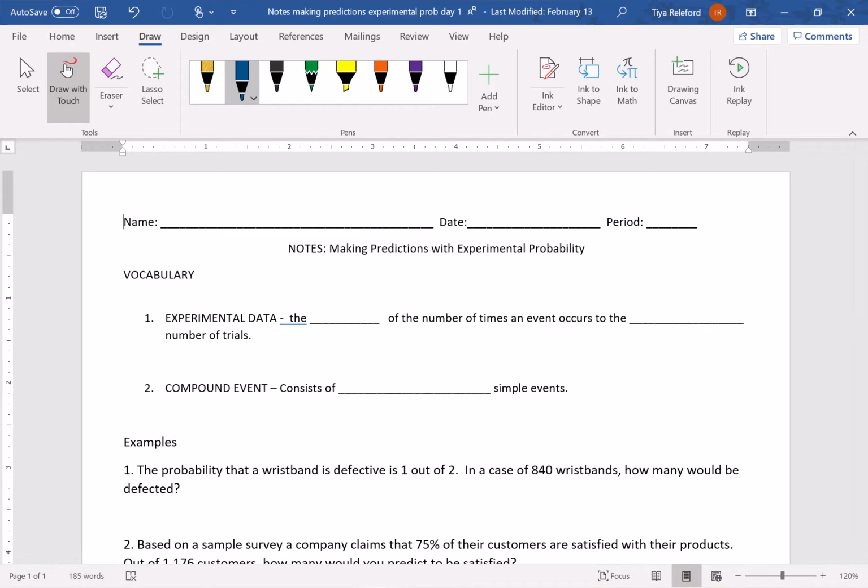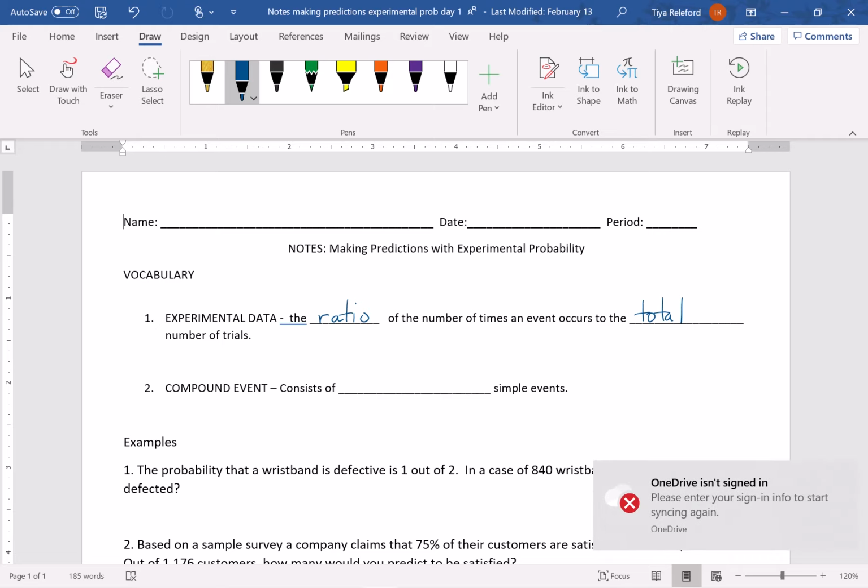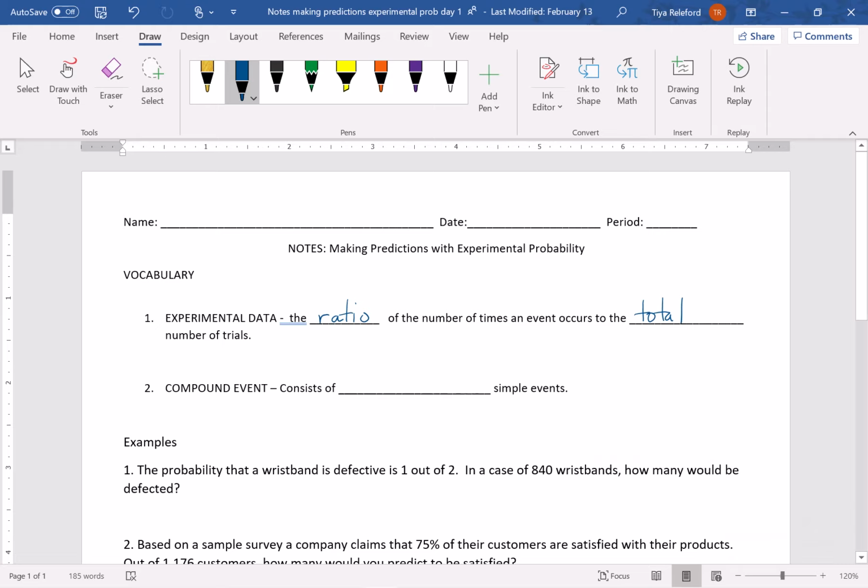Data is the ratio of the number of times an event occurs to the total number of trials. This is that new thing where I said if it's already happened, you have to use what actually happened, not what should have happened. A compound event consists of two or more simple events.